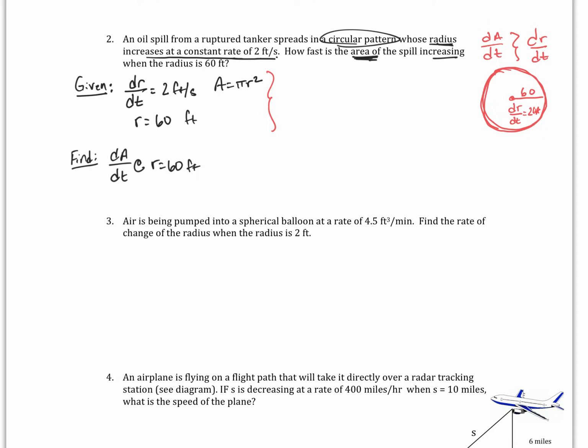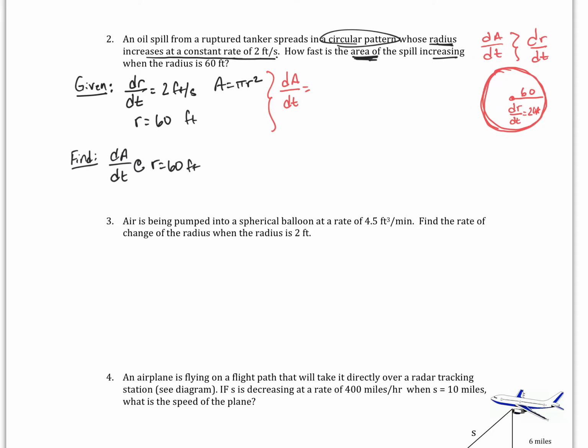Since I have a dA, I followed my steps, and now I wrote my equation. I did step 1, step 2, step 3. I understood the problem. I interpreted a mathematical model. I wrote an equation, A equals pi r squared, and now I need to differentiate. So here's what I'm going to do. I'm going to differentiate both sides with respect to time, dA/dt.